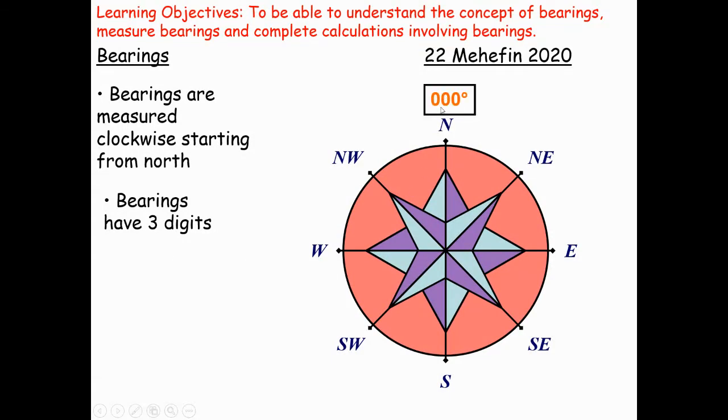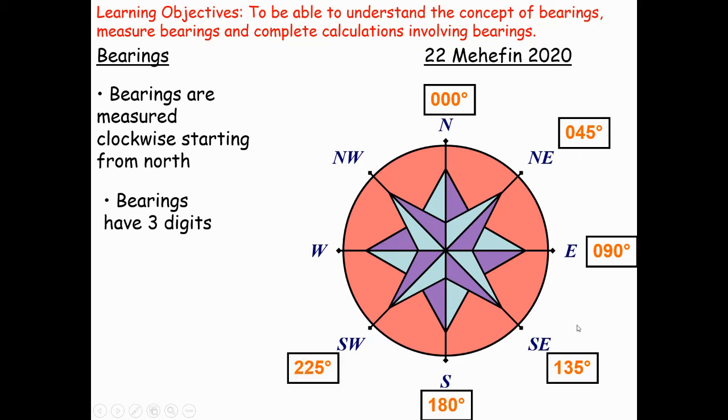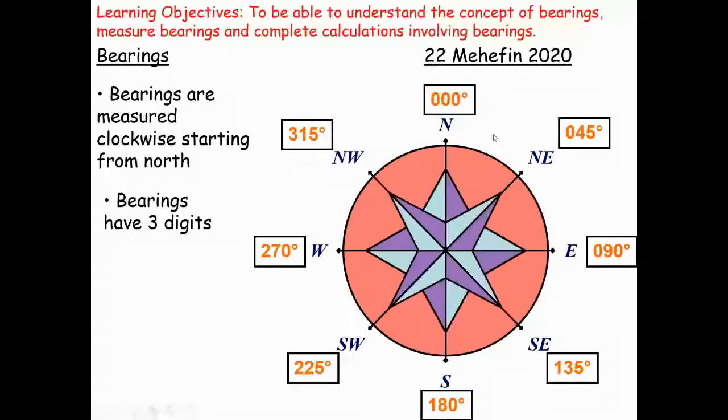Okay, so north is 0, 0, 0. Northeast is 0, 4, 5. East is 0, 9, 0. 1, 3, 5. We don't need the leading 0 now, because we've already got 3 digits in our angle, and it carries on around. And there's no 360 degrees bearing because that is back to 0, 0, 0. Your bearings are only going to go between 0 and up to 360. We're not including it, so 359.999, whatever. Okay, so that's some basics of bearings right there.